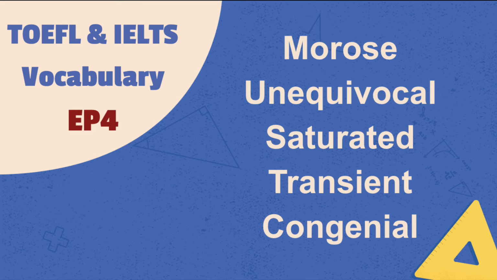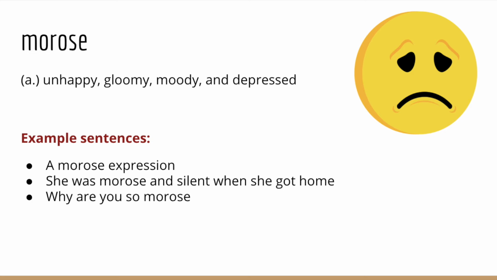In today's lesson, we are going to introduce 5 new words, which include morose, unequivocal, saturated, transient, and congenial. Our very first word, morose, M-O-R-O-S-E. Morose means unhappy, gloomy, moody, and depressed.